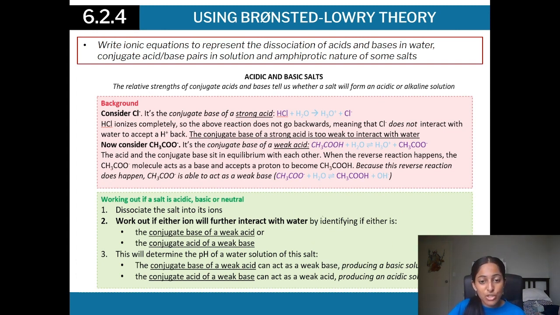You also will need to know the strength of your ions. So for example, if you have a weak acid, you'll have a weak conjugate base. If you have a strong acid, you'll have a neutral conjugate.